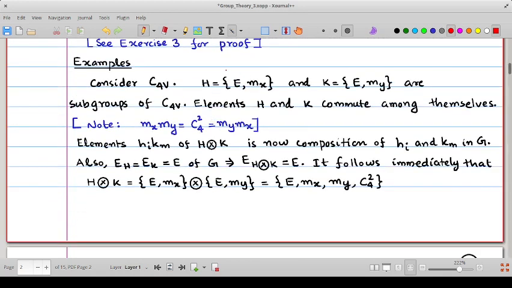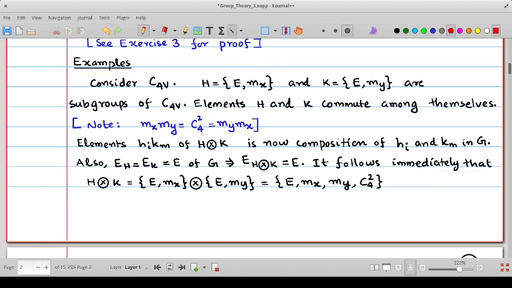Now we consider some examples. Consider the symmetry group C4V of the square, and we can consider H to be a subgroup of C4V and K also to be a subgroup of C4V. So in H we have elements E and Mx, and in K we have elements E and My. Now the only common element in both these two is the identity.